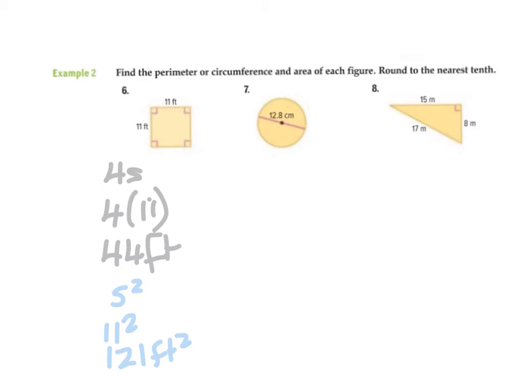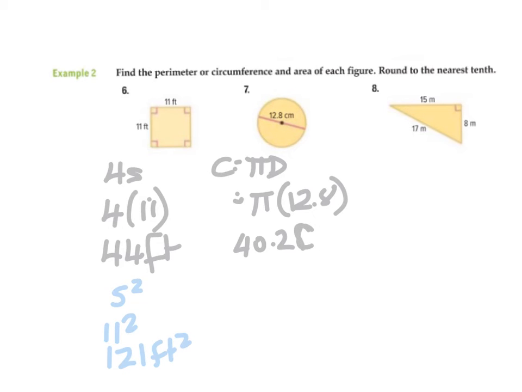For the perimeter, or the circumference of this, it is pi d. Okay, so C equals pi d. So this is pi times 12.8. So 12.8 times pi, you're looking at 40.2. And again, that's just feet, or centimeters, I should say.